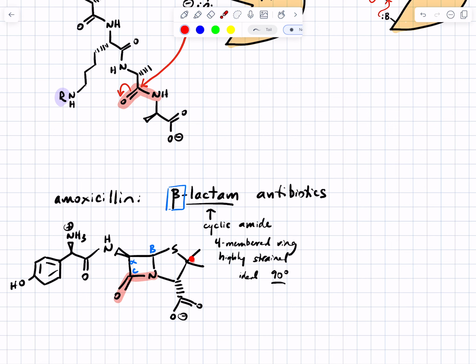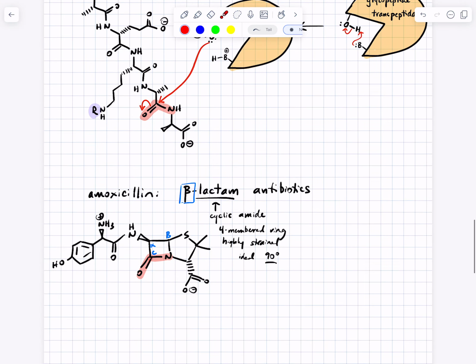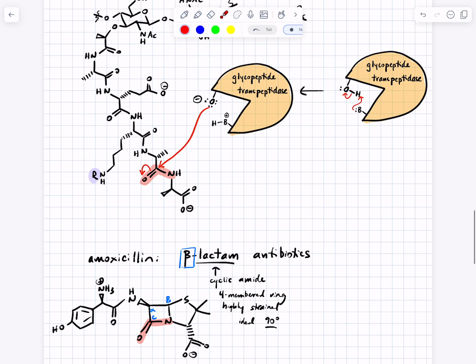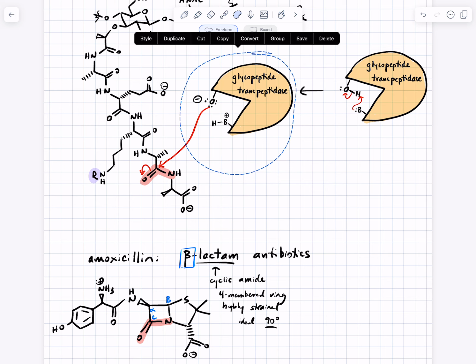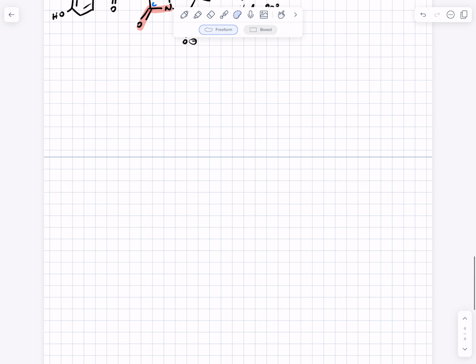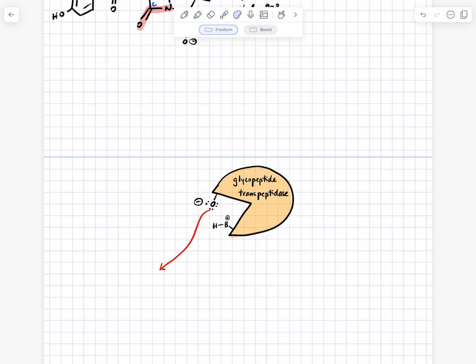Now the second thing that makes this a genius antibiotic is not obvious, and that is this fits into the active site just as well as this portion of the molecule does. Now that's not obvious by looking at the structures. But it turns out that as far as the enzyme is concerned, it can just as easily wrap itself around the antibiotic as it does the bacterial cell wall peptidoglycan.